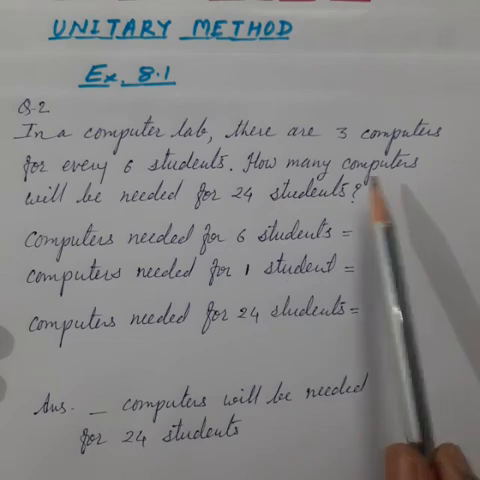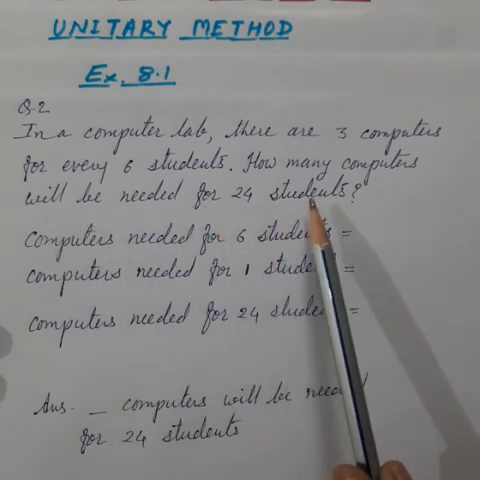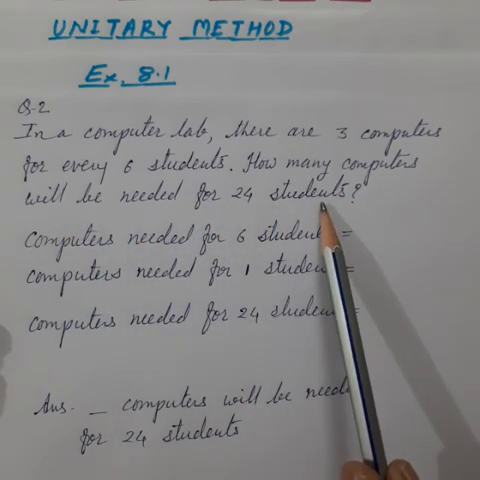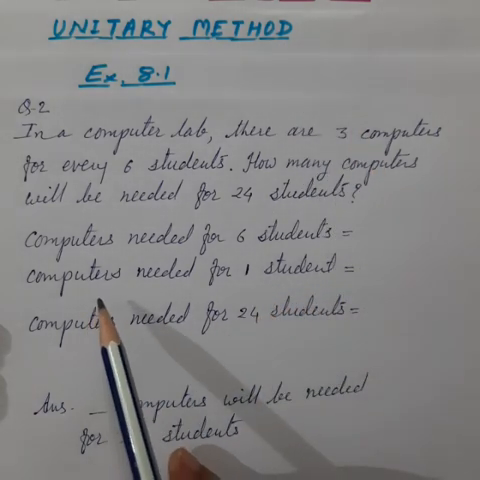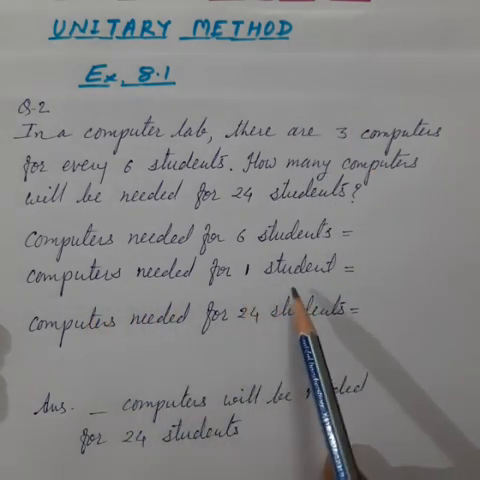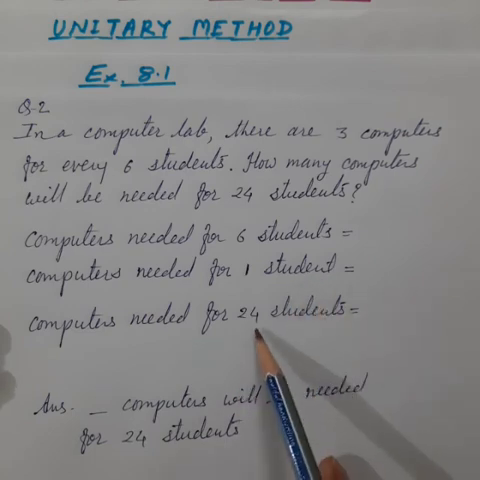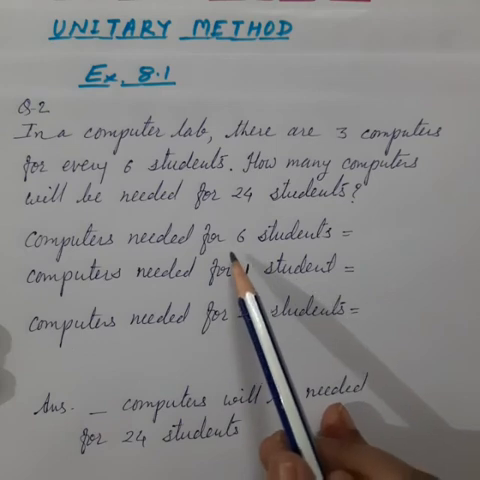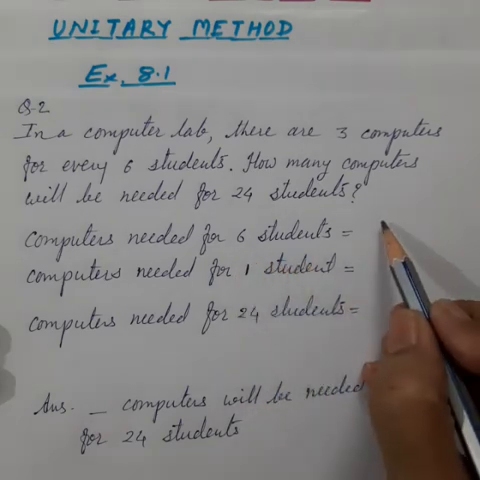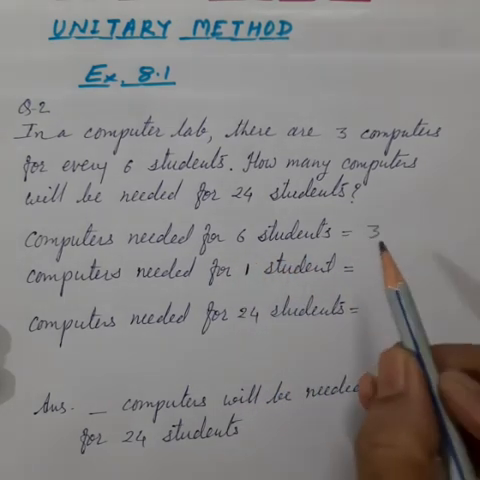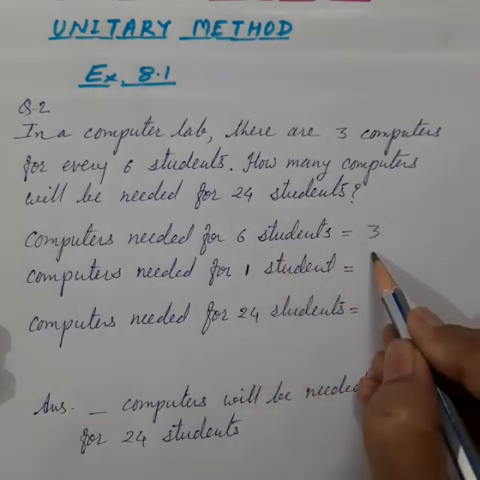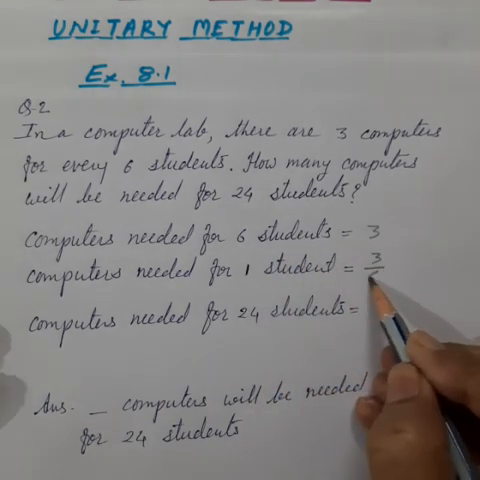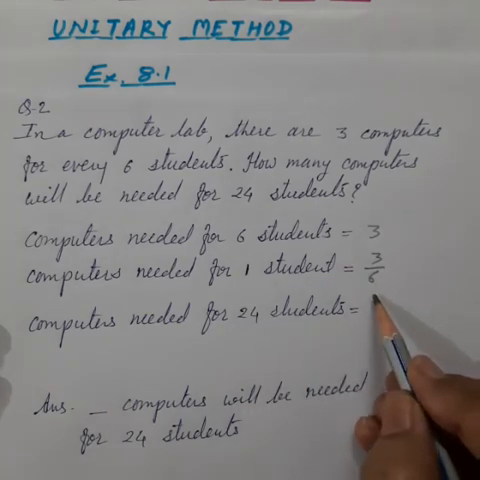Question 2. In a computer lab, there are 3 computers for every 6 students. How many computers will be needed for 24 students? This question we will do by unitary method. So first we will find out the computers needed for 1 student and then after for 24 students. So computer needed for 6 students is given 3. Divide these 3 computers in 6 students. So 3 by 6. Now multiply by 24.